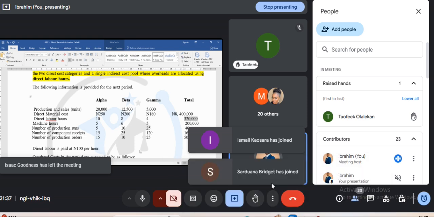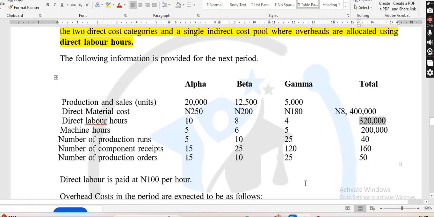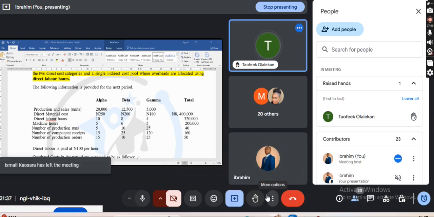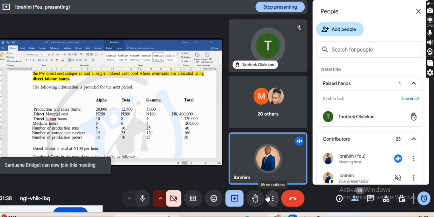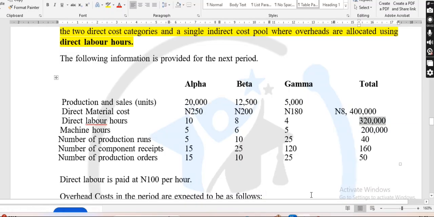Now, another thing is, Taufik. Sorry, I can't see your screen again. Is it your network? I guess it's your network. Please confirm if you can see my screen. We can see your screen, sir. Okay, it's your network. Please check your network. You can log out and log in.